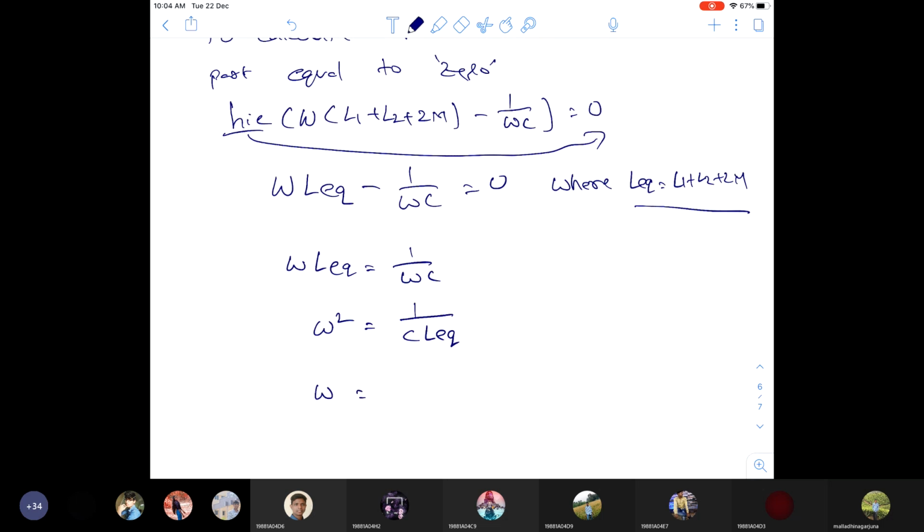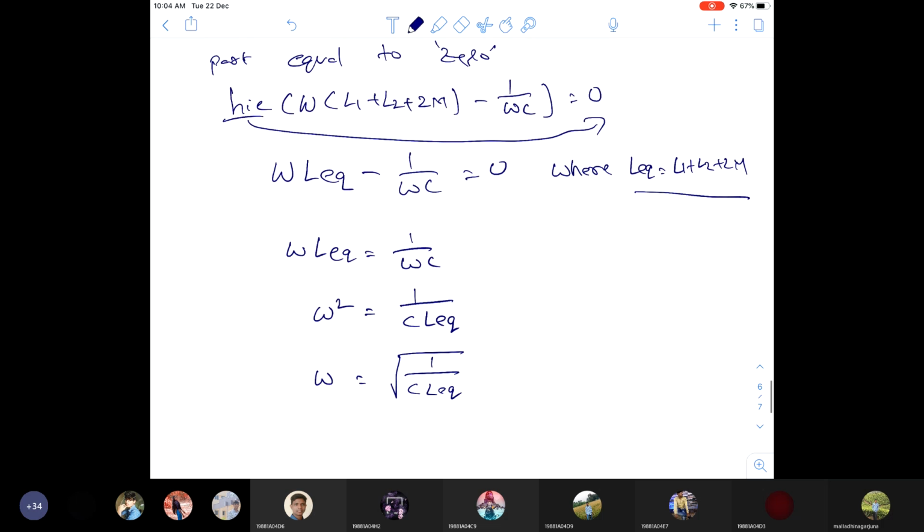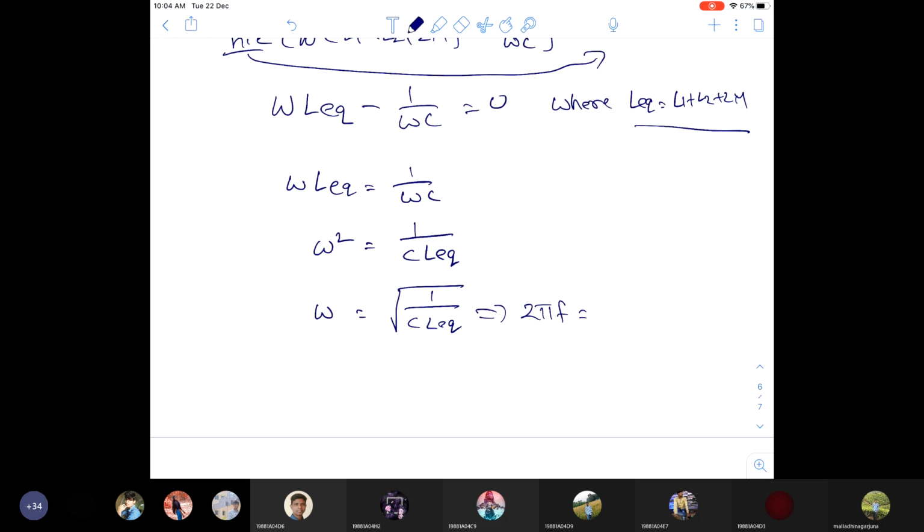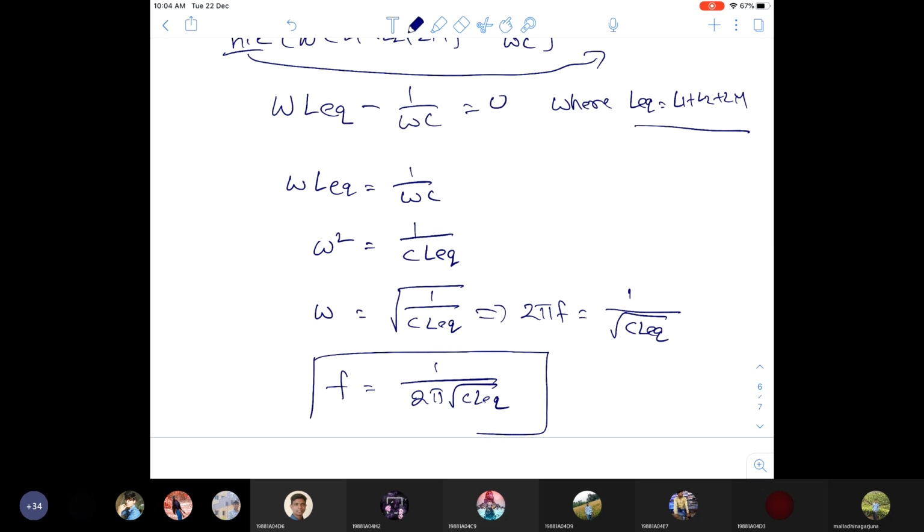So omega is equal to the root of 1 by C into L equivalent, where omega is nothing but 2 pi f. So 2 pi f equal to 1 by root C L equivalent. Finally, f is equal to 1 by 2 pi root C into L equivalent. This is the frequency for the Hartley oscillator, where L equivalent is equal to L1 plus L2 plus 2M.